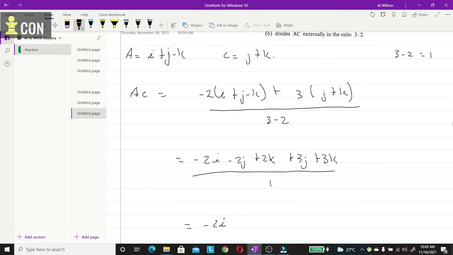Right, so we have minus 2J and plus 3J, so again we have positive J, and 2K plus 3K is 5K.